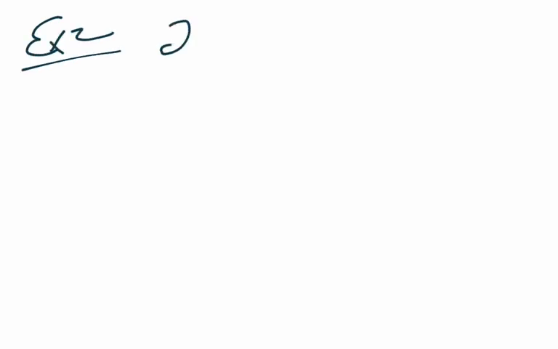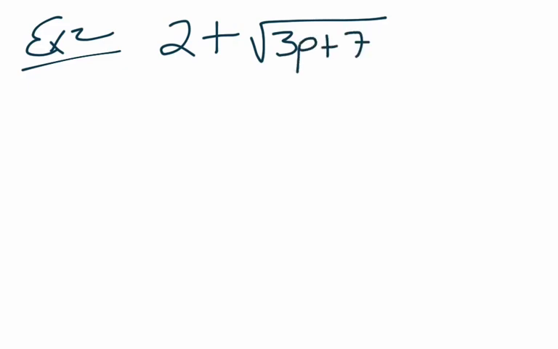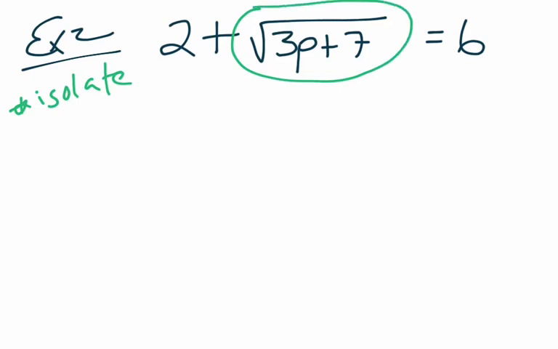And this one is 2 plus the square root of 3p plus 7 is equal to 6. So step number 1 is to isolate. I am going to circle what I want to isolate: the radical, the index, and whatever's underneath it. So that's what I need to get by itself. I need to get rid of the 2.